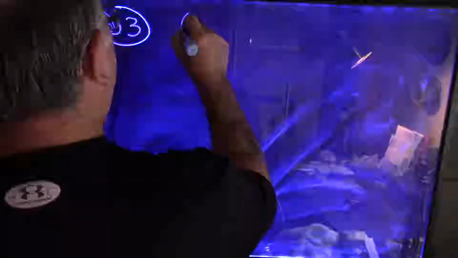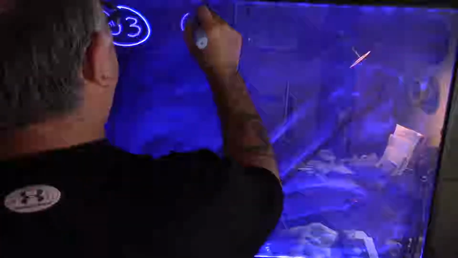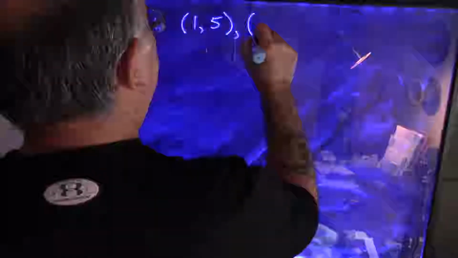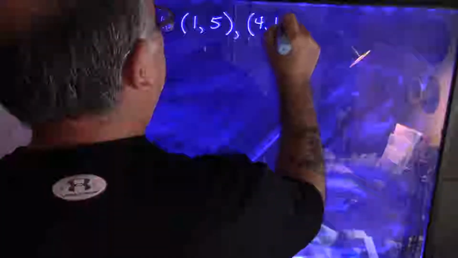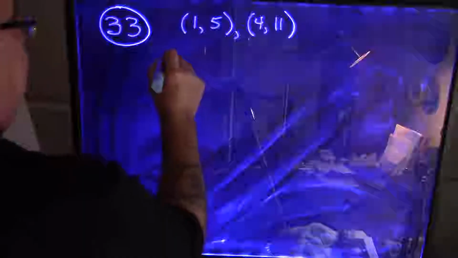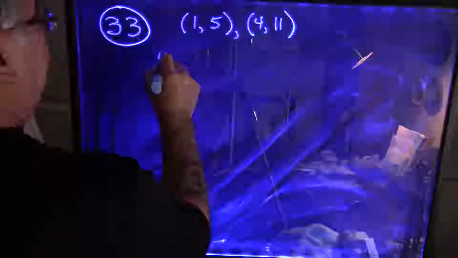Number 33. So we have it passing through 2 points here. We've got passing through 1, 5 and 4, 11. So once again we can use our 2-point equation for a line.